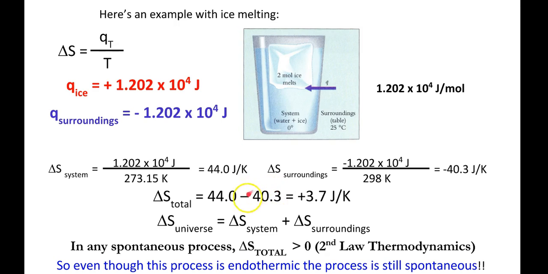And you notice they're not the same value. Why aren't they the same value? Because they're not the same temperature, okay? So if you notice something, the delta S total is positive, and for good reason.